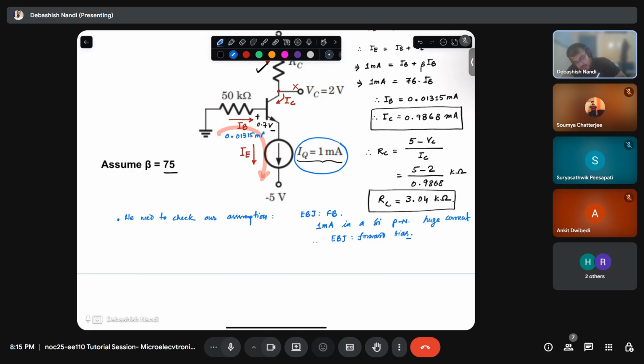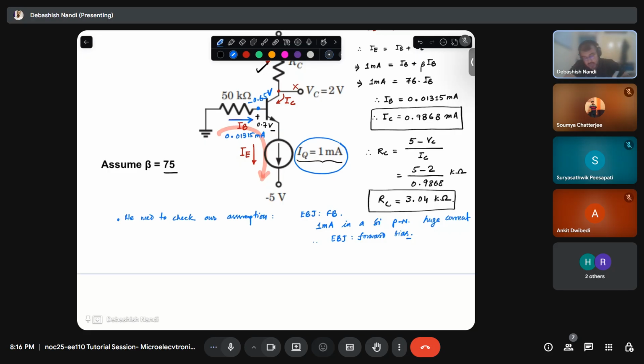0.01315 milliampere. And this is the current flowing in this direction, right? So what will be your base voltage? It will be 0.01315 times 50. It will be minus 0.65 volt.